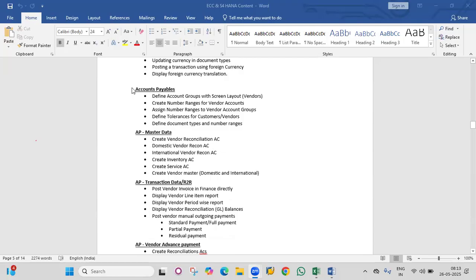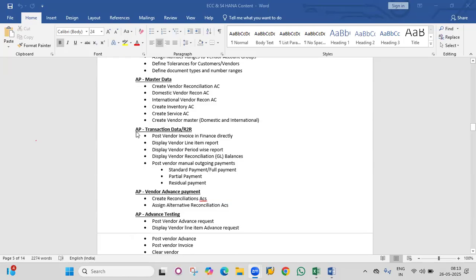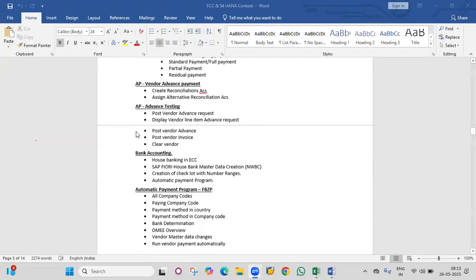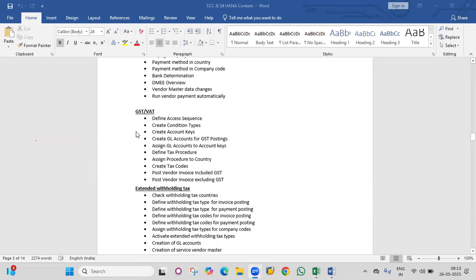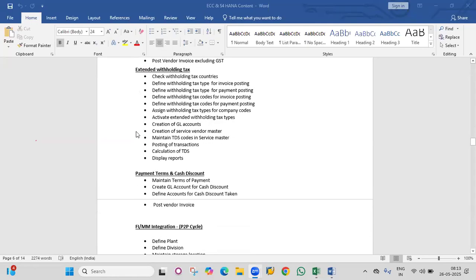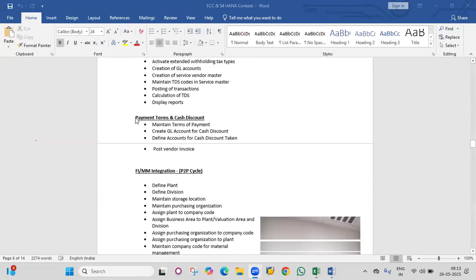In accounts payable, we deal with the complete vendor master, and vendor transactions like vendor invoices, vendor advance payment, and normal payments like manual payments and automatic payments. And banking related configurations, and we see about GST configurations, TDS configurations, and testing. If I say configurations, we won't focus only on configurations. We do configurations and also the testing part. Both we are going to focus on.